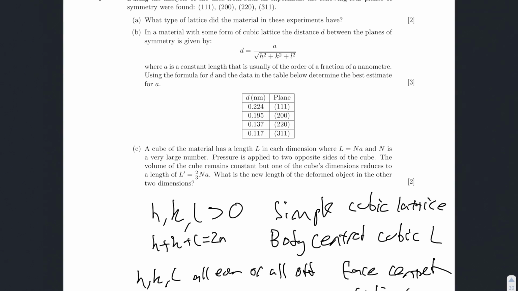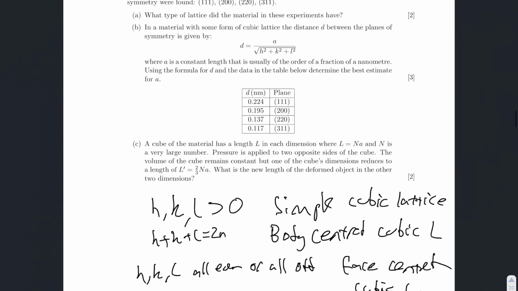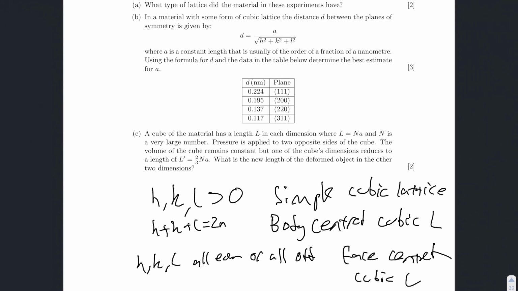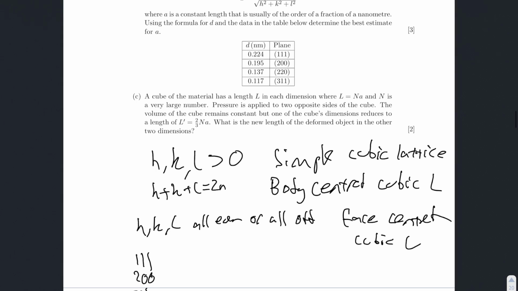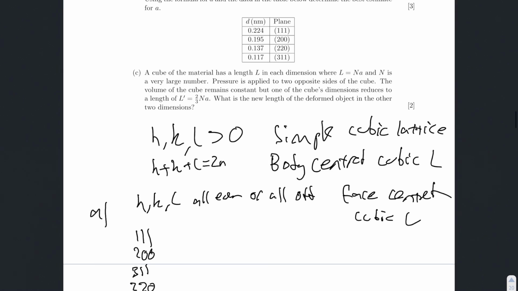So during the analysis of the data from such an experiment, the following 4 planes of symmetry were found: 111, 200, 220, and 311. What type of lattice did the material in these experiments have? So I'm going to write 111, 200, 311, and 220. Okay, this is part A. So basically what I'm going to do is work out which one of these have which.